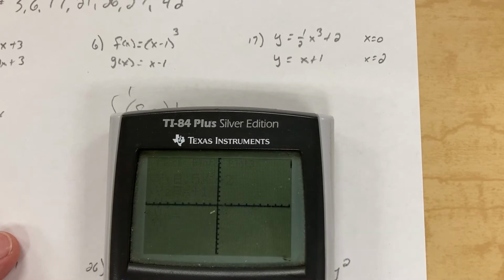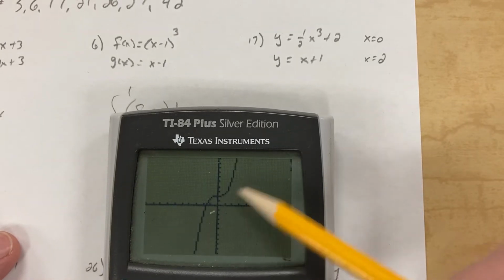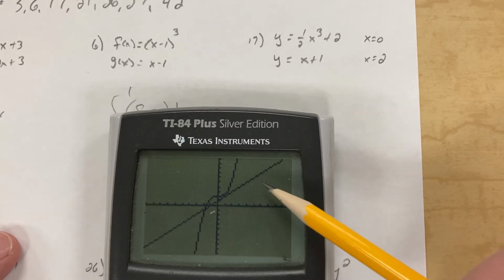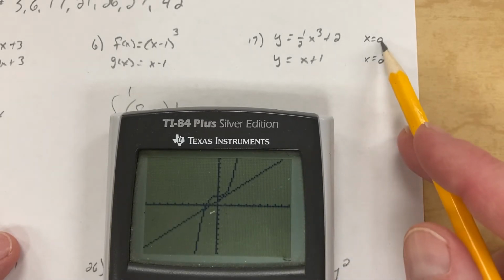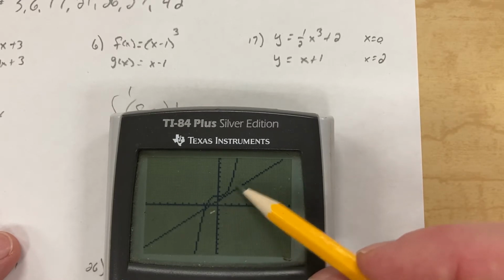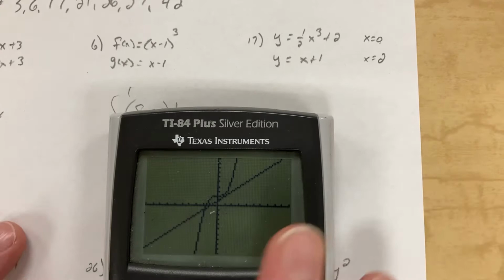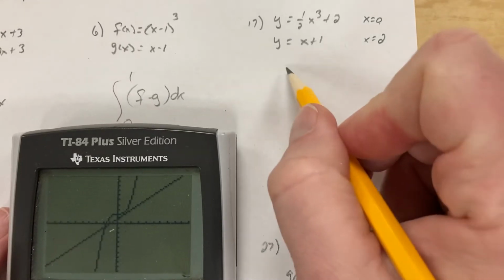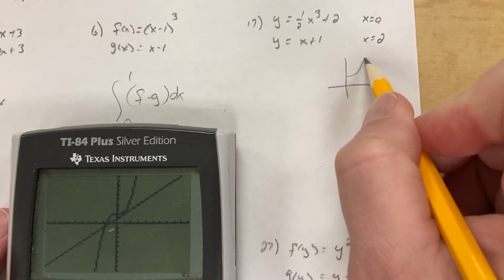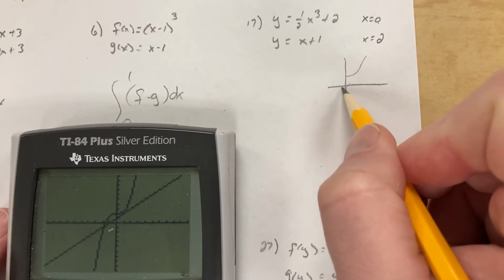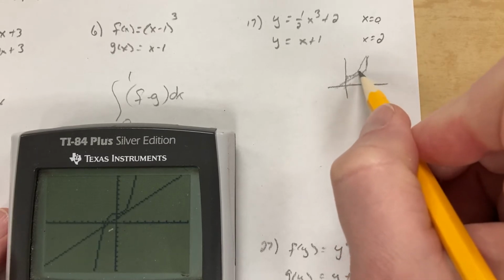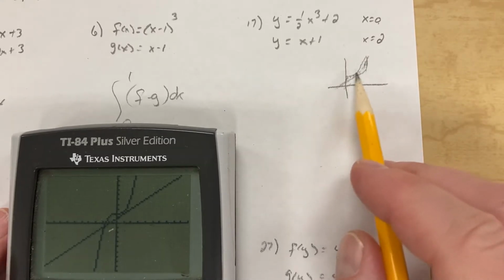So if I go to graph, there's the x to the third, and then here's the x plus 1. Okay, and we're told that we're only going from 0 to 2. So we're going from 0 to 2. That means the x to the third function will be the top function there. If I just make a quick little sketch of that, maybe off to the side, I've got this graph that looks like that, and then the line coming in like this. And we're going to sketch it from 0 to 2. So we're looking at that region right there.